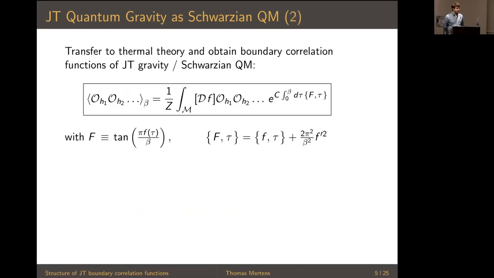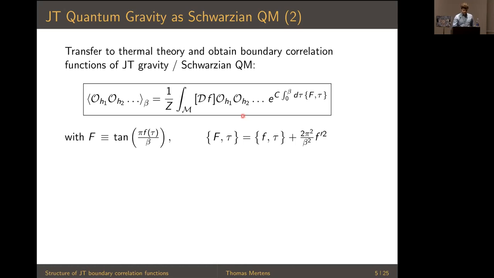So now that we know that Jackiw-Teitelboim gravity can be rewritten in terms of dynamics of the Schwarzian theory on the boundary, I want to study correlation functions in this model. And for that, I will transfer to the thermal theory to study thermal correlation functions. And I will obtain boundary correlators by doing this type of path integral. So this is the thing that I want to be thinking about. I have a path integral over the Schwarzian degree of freedom. So I have e to the Schwarzian action that I had on the previous slide. And I have an arbitrary number of insertions of operators that depend on some parameter h1 and so on. I will specify what these operators are in the next slide.